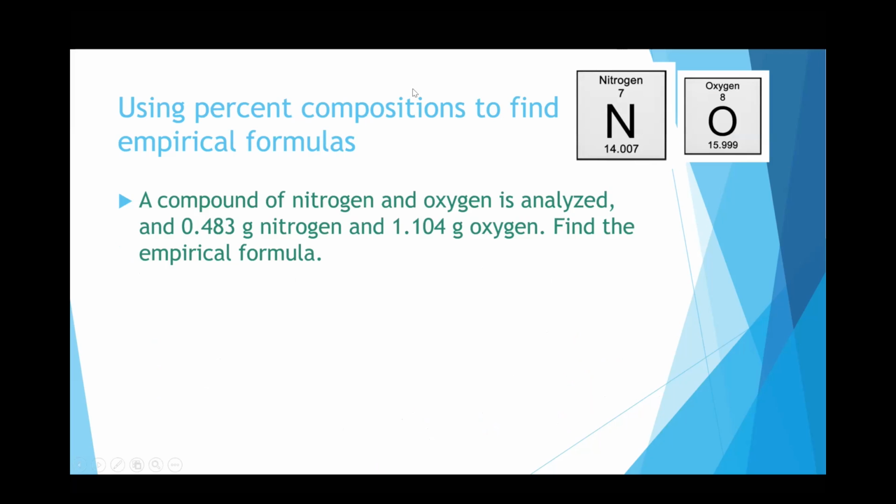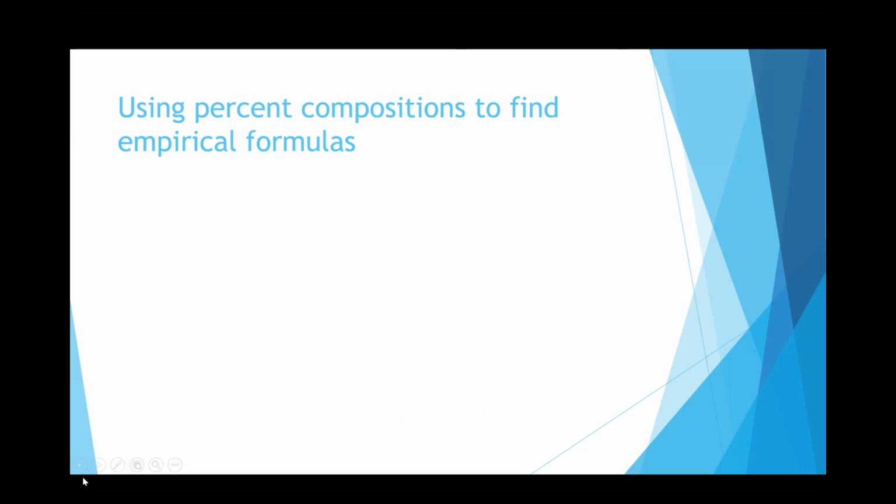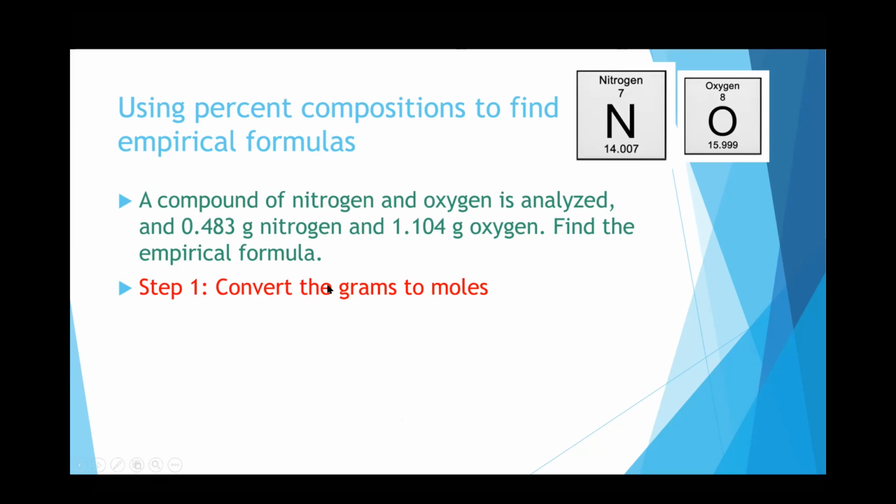So I want to start with this example problem. A compound consists of only nitrogen and oxygen, and we determine it's 0.483 grams of nitrogen and 1.104 grams of oxygen. So find the empirical formula. So please type in the answer into the chat, and remember, the first step we need to do is convert grams to moles. So why don't everyone just do this step, and please type in your answer to the chat. So the question I'm asking is, how many moles of nitrogen are there and how many moles of oxygen are there?